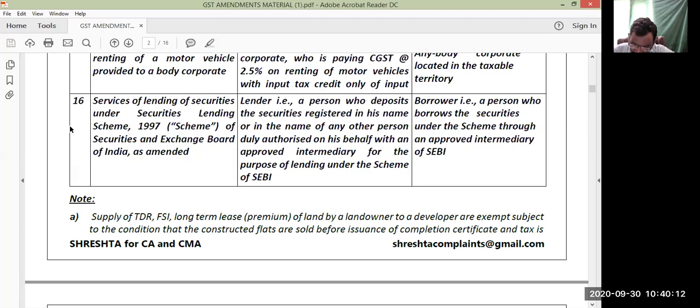The lender is a person who deposits the securities registered in his name, or in the name of any other person duly authorized on his behalf, with an approved intermediary for the purpose of the lending of securities scheme by SEBI. The lender is the supplier here, and the borrower is the recipient here. The borrower is a person who borrows the securities under the scheme through an approved intermediary of SEBI. Now, what is this concept about? Just like we lend money, we can also lend securities. We have the Securities Lending Scheme 1997, a separate scheme made by SEBI, the Securities Exchange Board of India.